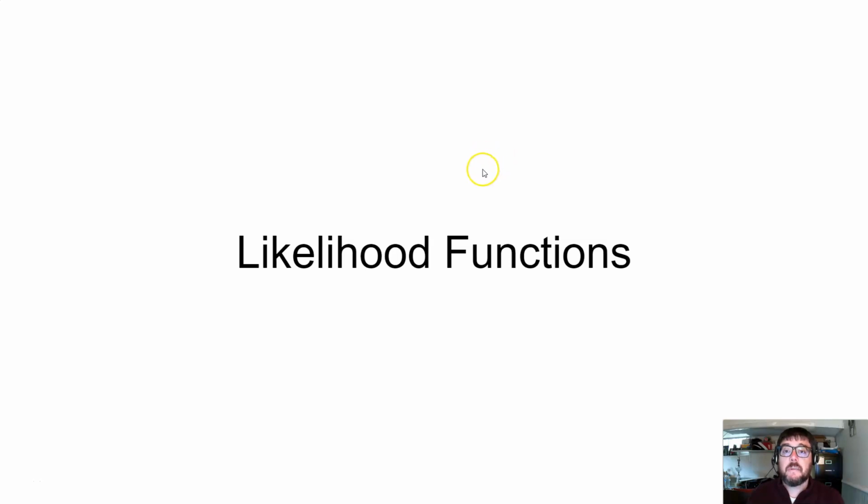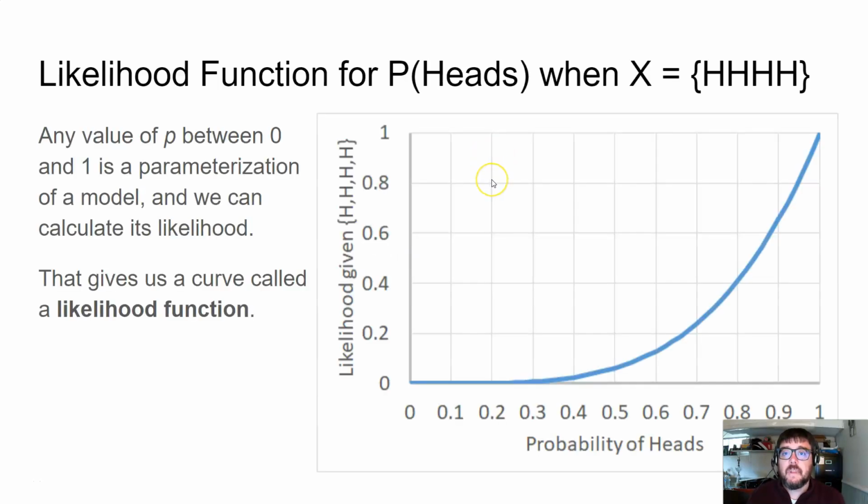The next thing today to talk about is likelihood functions. Before, we talked about the likelihood of specific parameterizations for when we got 4 heads in a row. We looked at the probability of heads being 0, being 1, being 0.5. We could extend that to look at any possible value of the parameter p, which is the probability of heads. And it can range from 0 to 1.